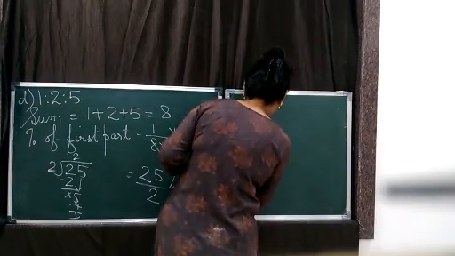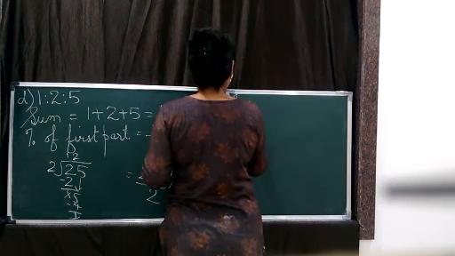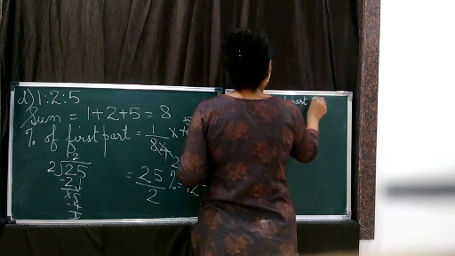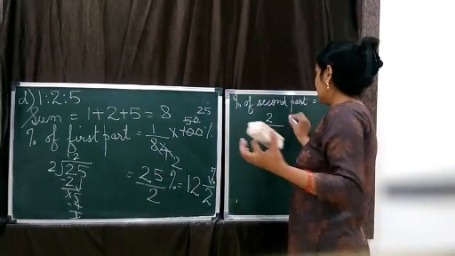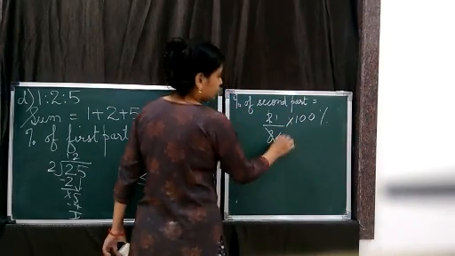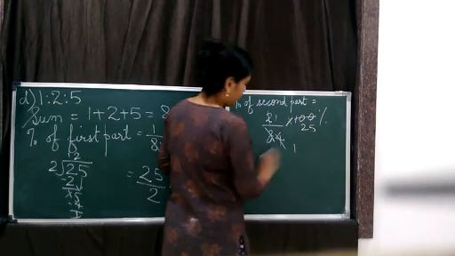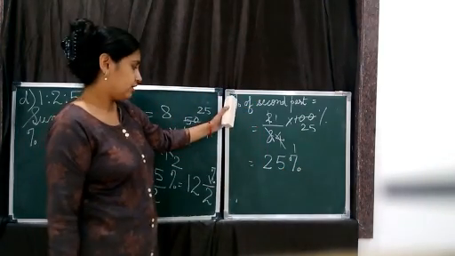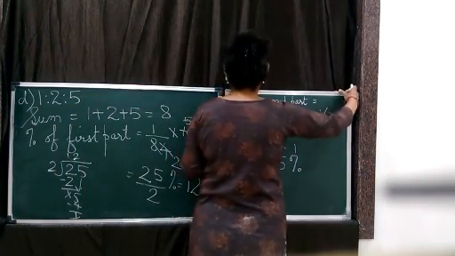Now we do the second part. Percentage of second part. Second part means second number upon total into 100. Okay, so 100%. 2 ones are 2. 2 4s are 8. Now 4 ones are 4. 4 25s are 100. 1 into 25 will give us 25. So this is 25%. Okay, this completes the second part of D. Now we do the third part of D.